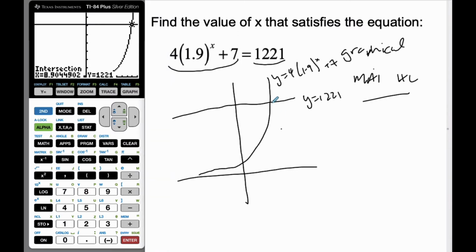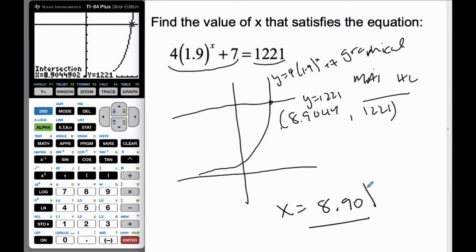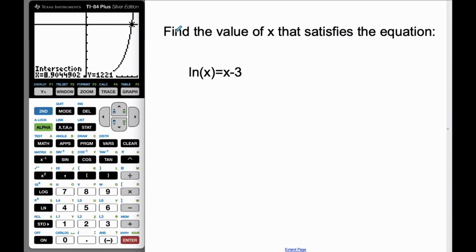I know that this point of intersection is 8.9044, comma 1221. And so x equals 8.90 to 3 significant figures. And that is a graphical solution. Using your calculator to solve things is quite important. Okay, let me show you another example.